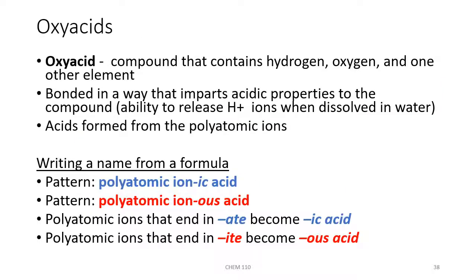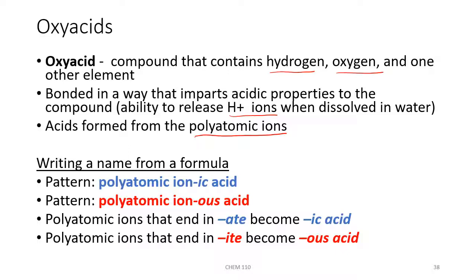Oxyacids are compounds that contain hydrogen, oxygen, and then some other element. They're acids that are derived from many of the polyatomic ions we learned. They still release hydrogen ions when they're dissolved in water, and therefore they are still considered acids. A few patterns for writing the names of them will depend upon the name of the polyatomic ion it's derived from.